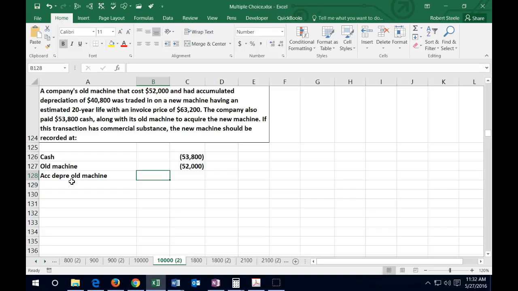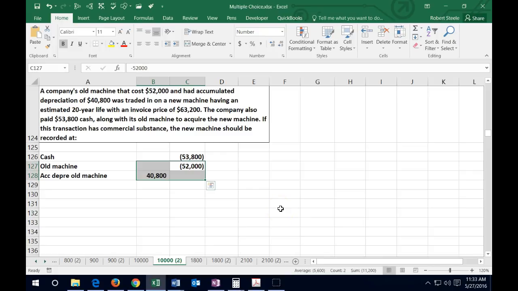Whatever depreciation is related to it is in that separate account, which is a credit balance account, a contra asset account. We need to make it go down, so we're going to do the opposite thing to it, which would be a debit. So the accumulated depreciation was $40,800. So the book value of the machine was this 52 minus the 40,800, or 11,200. That's the value of the machine that we had left on the books.